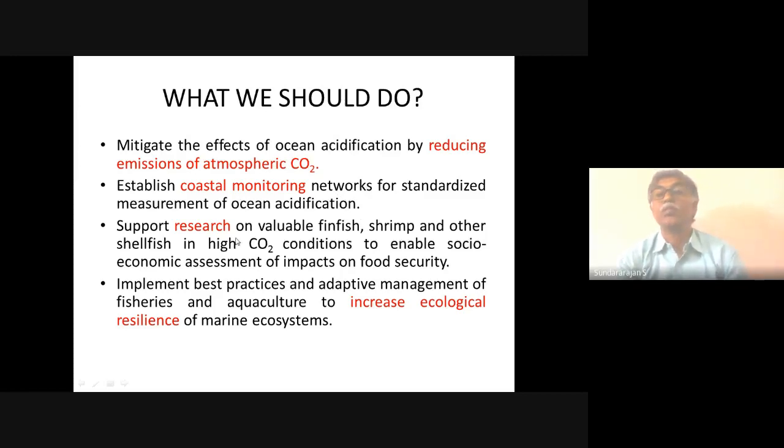Support research on valuable food species under high CO2 conditions. Enable socio-economic assessment of food security in the aquaculture field. Implement best practice and adaptive management in fisheries and aquaculture to increase the ecological resilience of marine ecosystems. These are the most important things we have to concentrate on with respect to climate change and ocean acidification, particularly in coastal regions, to stabilize and sustain our coastal environment.